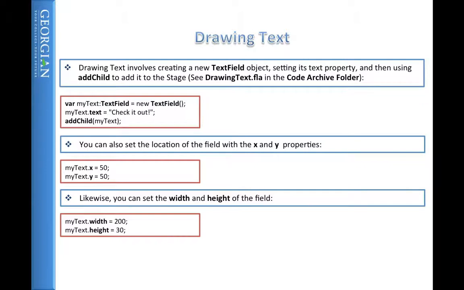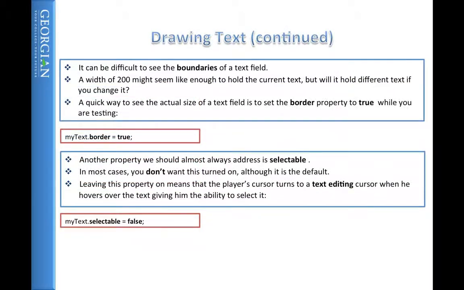So even though it'll wrap around the size of your text, you may want to predefine how big the text field is itself. If you want to see where the text is, you can look at the border property, and you can set that to true, and it'll put a border around the text. If you want to make your text selectable, you have to indicate that selectable is set to true, not false, like it normally is.